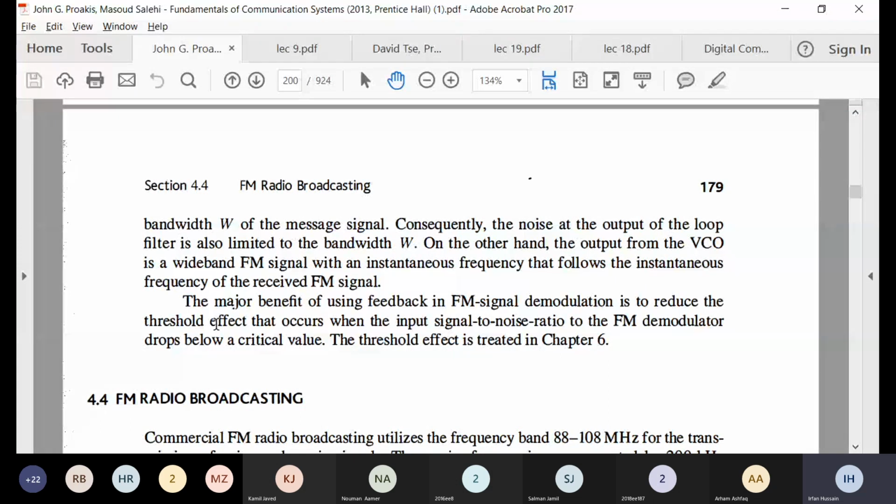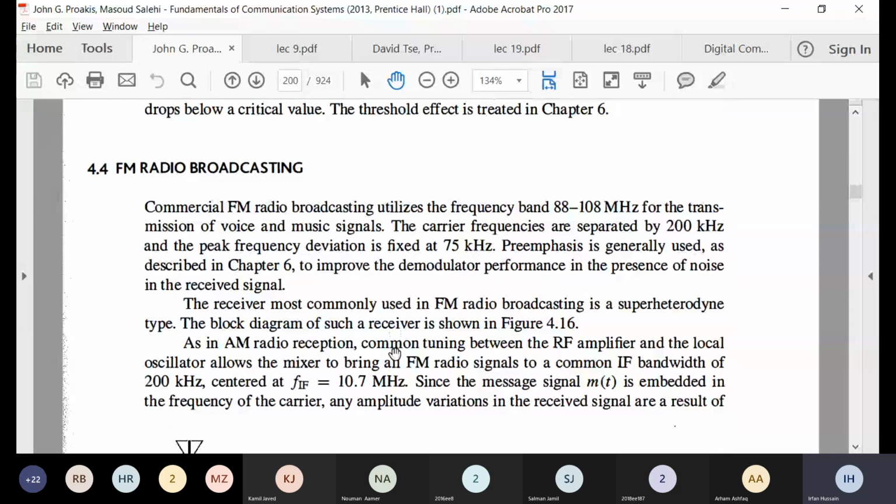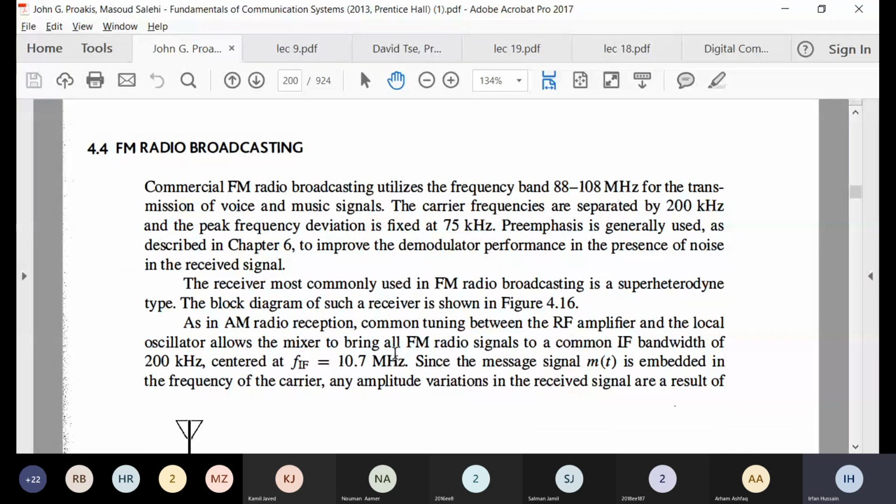That will be studied in chapter 6. Now we come to the commercial aspects of frequency modulation. One is the famous FM radio. It mostly works within the band from 88 to 100 megahertz, the famous 100 megahertz FM band, or you say FM 100. In this band, the carrier frequencies are separated by 200 kilohertz, which means their bandwidth will be roughly 200 kilohertz. The peak frequency deviation is fixed at 75 kilohertz.